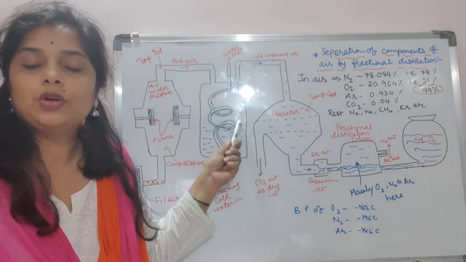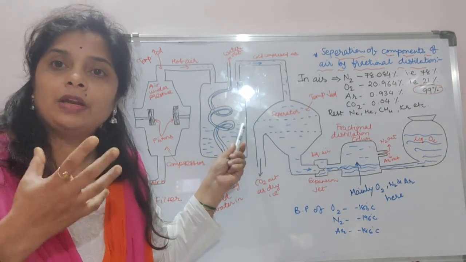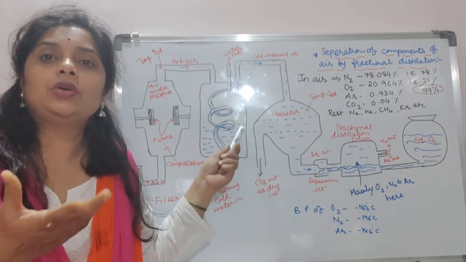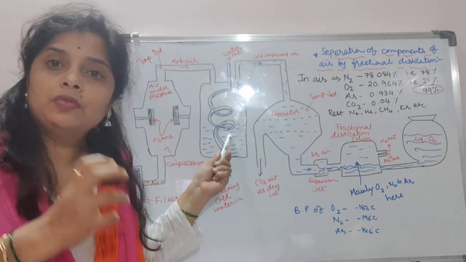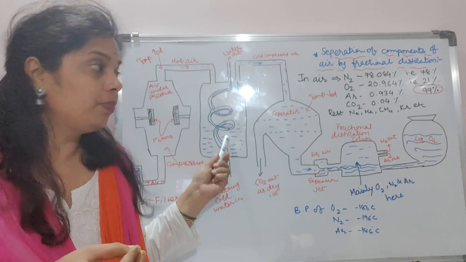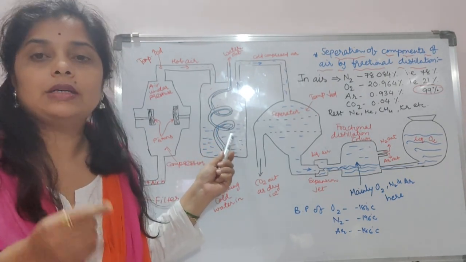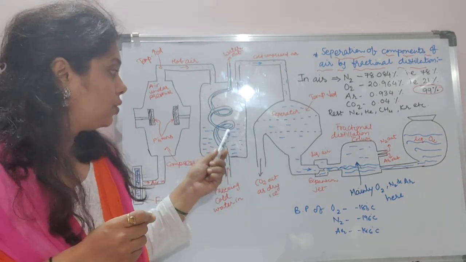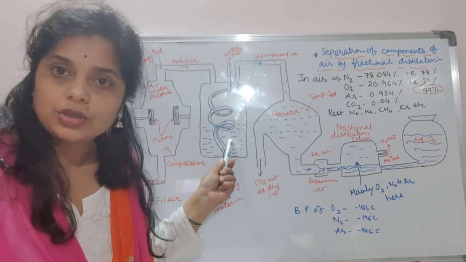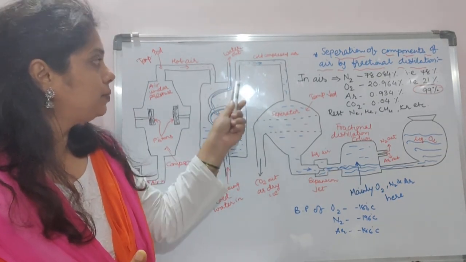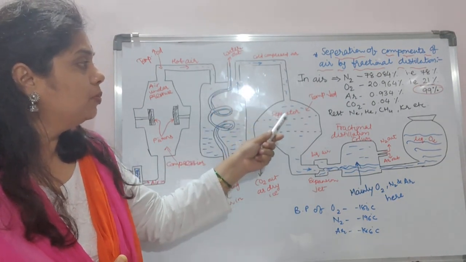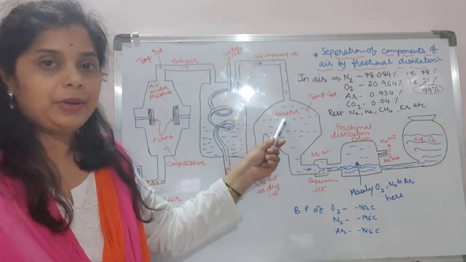This process we call condensation, when hot air, by using cold water or cold storage, converts into liquid form. So we can call this tank a condensation tank also. Now after that, the liquid air moves into the separator.